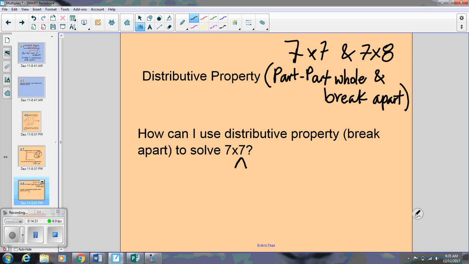Now here's the thing when you break it apart. It has to be a part whole. You cannot just say, well, I like my 5, so I'm going to break it into 5s. Does 5 plus 5 equal 7? No. You like to just put random numbers. We need to make sure that our 2 parts down here equal our whole. So let's do 5 and 2, because I know you all know your 5s and 2s.